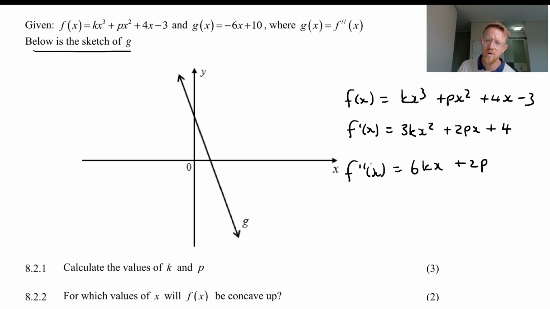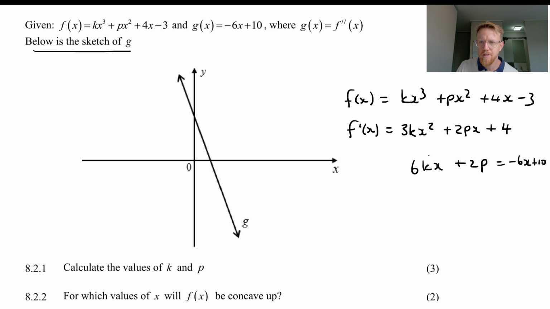Okay, so I know now that that is my second derivative, and I've been told that that is the same as g(x), which is that. So I'm going to make them equal: 6kx plus 2p equals minus 6x plus 10. Now, what you need to do within this scenario is the following. There's a little trick we can do here.